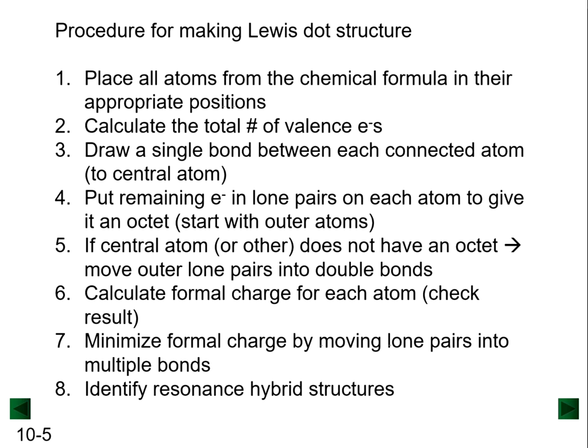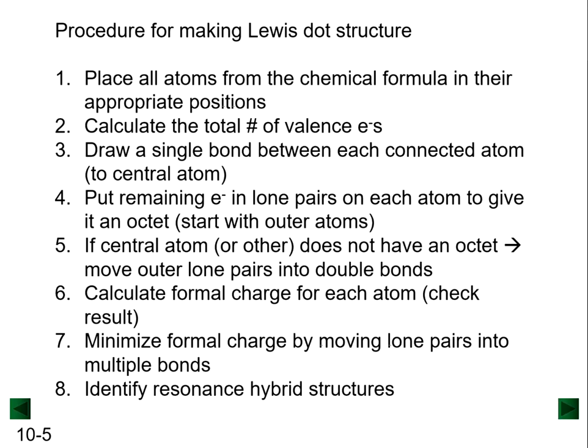And we start off by drawing a single bond between each connected atom, particularly to the central atom. And so we'll put those in pairs. Then we take the remaining electrons and put them in lone pairs on each atom to give it an octet. And we start off with the outer atoms, generally the oxygen atoms or the fluorine atoms. And if we have a central atom or one of the other atoms that does not have an octet, after we've put all the electrons in, if we run out of electrons, then we move one of the outer lone pairs into a double bond to the central atom.